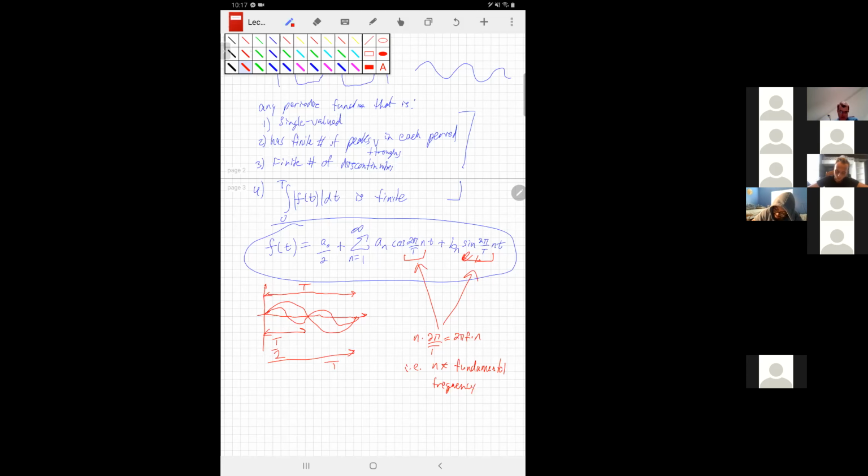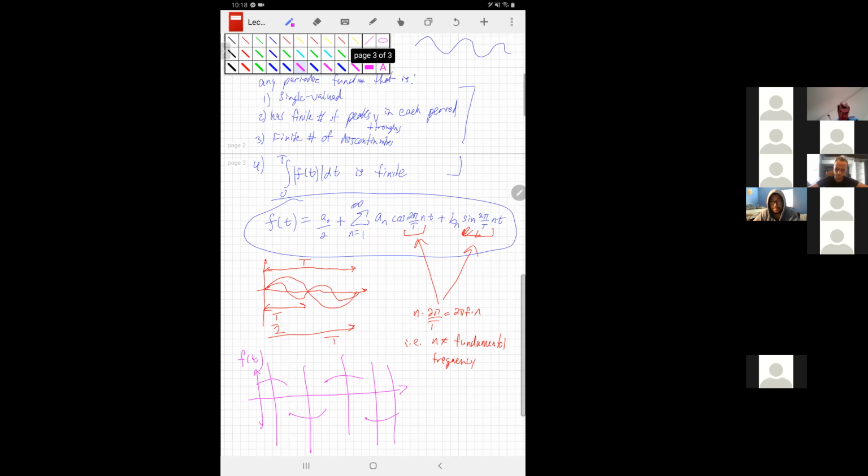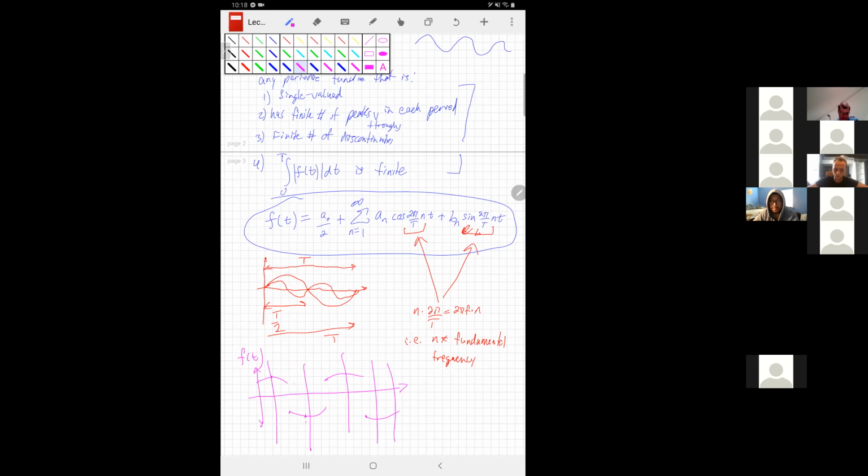Now let's talk about what these different conditions mean. Single valued just means that our messy function, I'm going to write something like this, passes the vertical line test. That for any value of t, there's exactly one value of f. Finite number of peaks and troughs in any period. There's a peak here, a trough there. That's basically excluding things that have infinite numbers of wiggles in one period.